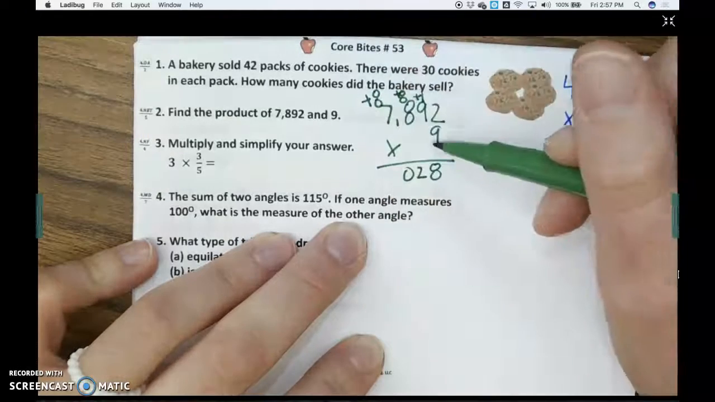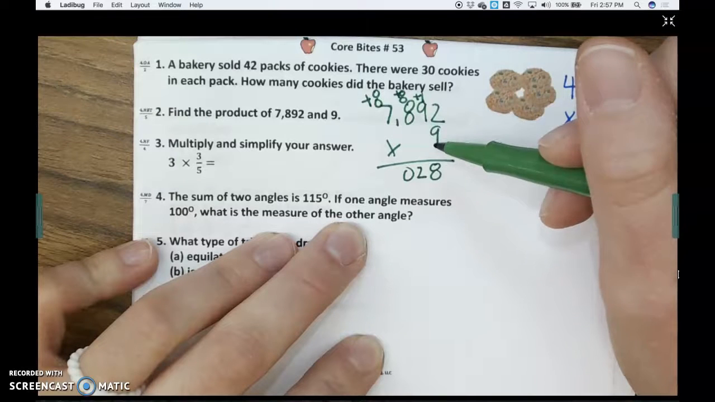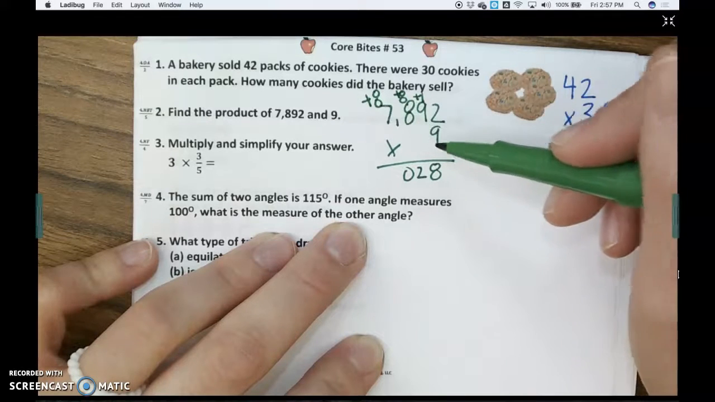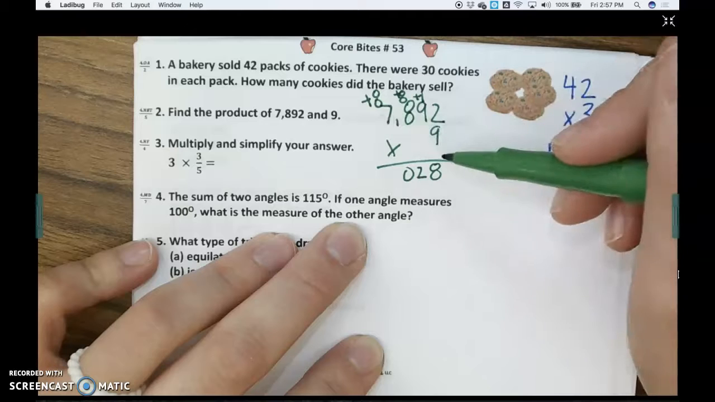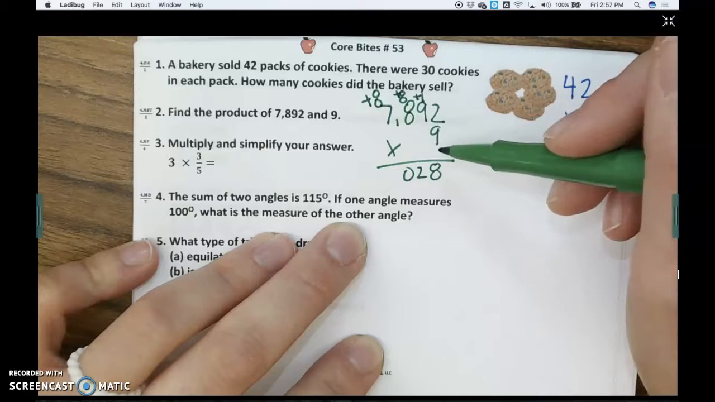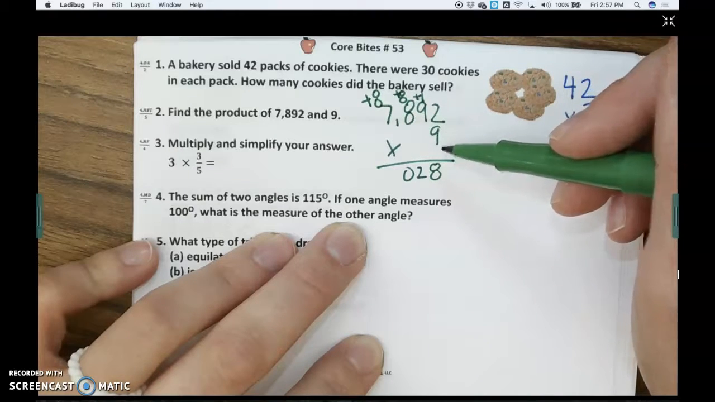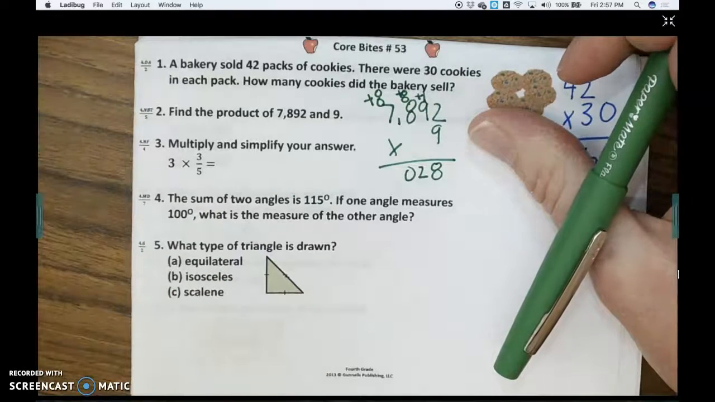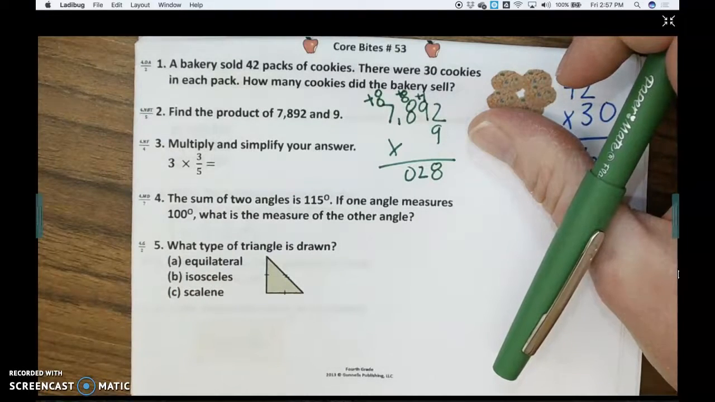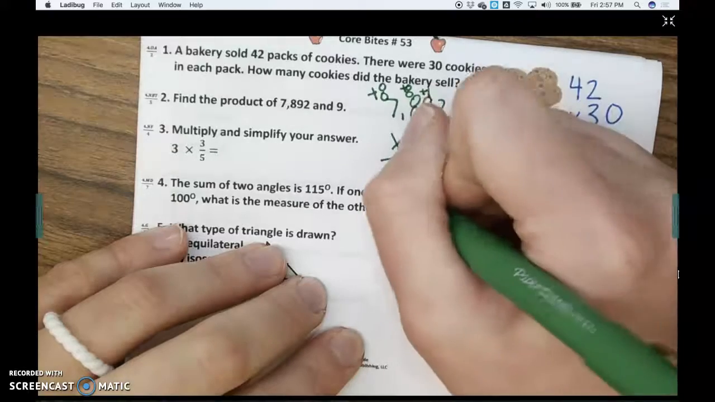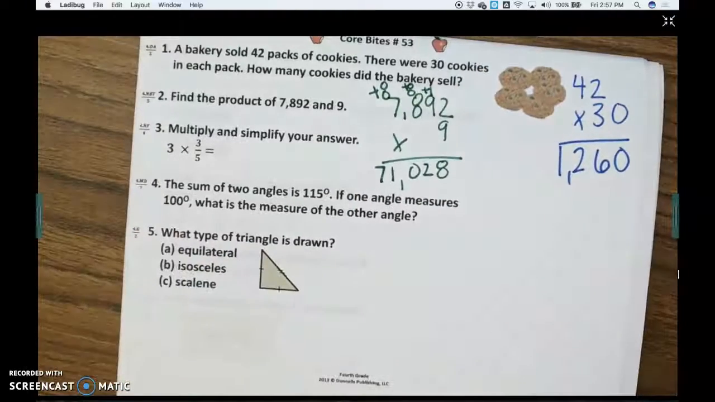And then 7 times 7 is 49. 7 times 8 is 56. And then 7 times 9 would be 63. So 63, 64, 65, 66, 67, 68, 69, 70, 71. So your answer would be 71,028. And then for number 3, it says multiply and simplify your answer.